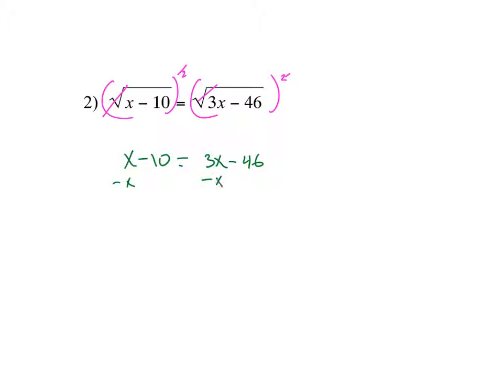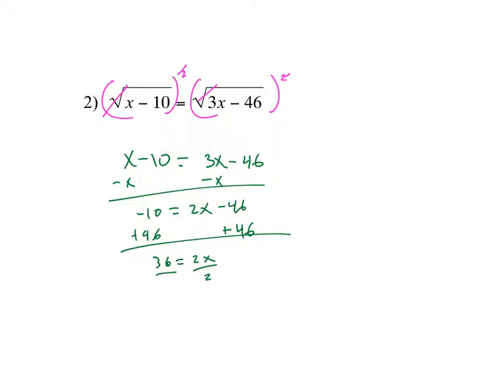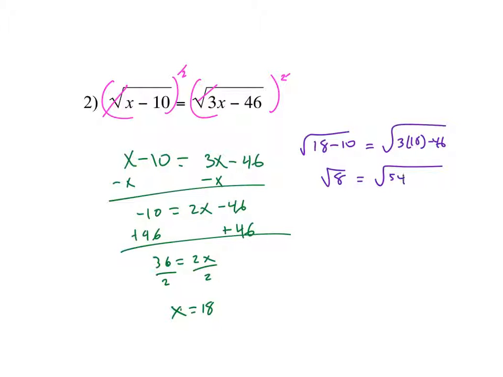So I'm going to subtract the x on both sides. So negative 10 equals 2x minus 46, and plus 46 on both sides. So 36 equals 2x. And then I'm just going to divide by 2, so x equals 18. Again, let's check our work. So the square root of 18 minus 10 equals the square root of 3 times 18 minus 46. So the square root of 8 equals the square root of 54 minus 46. So the square root of 8 equals the square root of 8. And because this is true, that means that this is my solution.